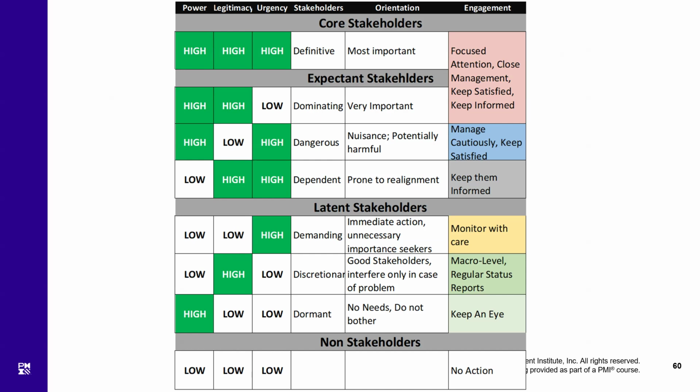So how to deal with them? Manage them very cautiously. Just keep them cool, keep them satisfied, and don't let them cross their limits, which is the legal limit, the legitimacy. Keep reminding them that they don't have to cross the line. So these dangerous stakeholders could be many, and you have to be very patient with them.